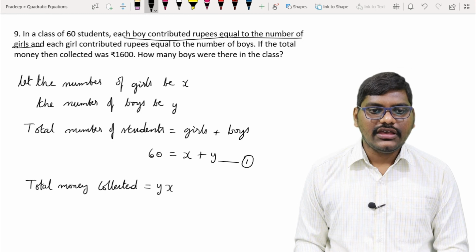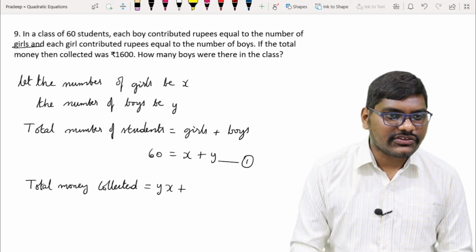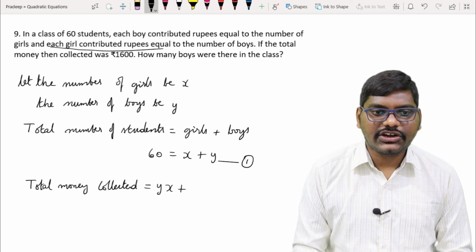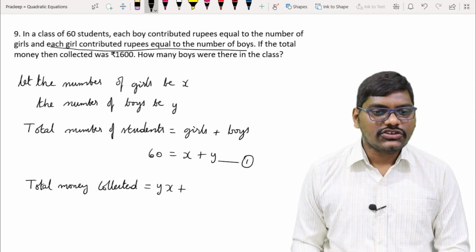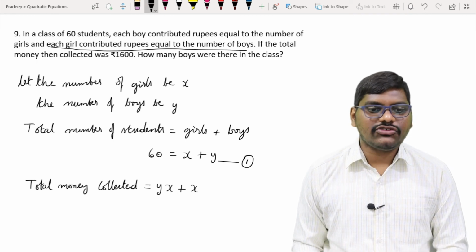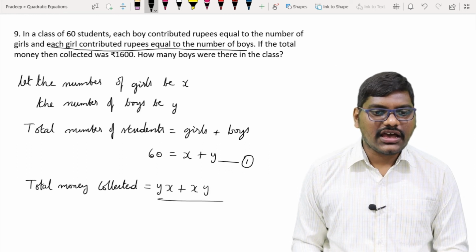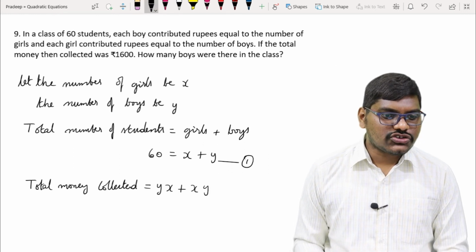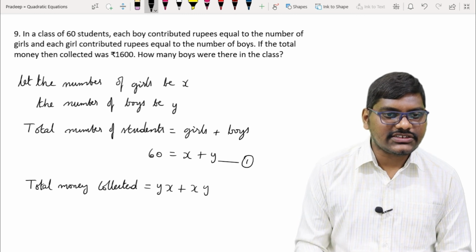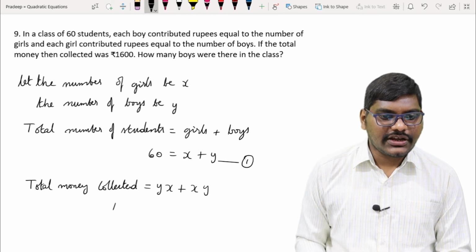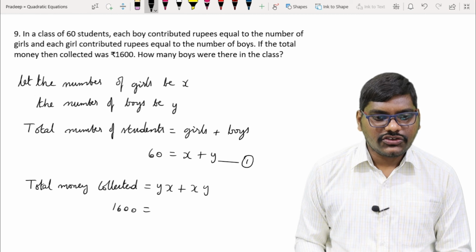is y into x, plus, they are saying, each girl contributed rupees equal to the number of boys. So for each girl, girls we took as x, and boys we took as y. So this is the other condition which they gave. The total money collected was 1600, so I can write 1600. So this is yx, this is xy.